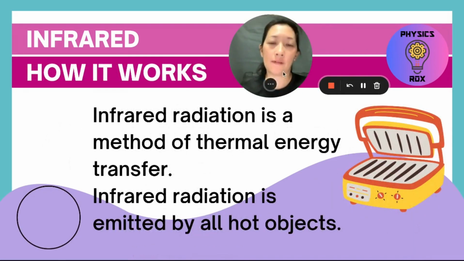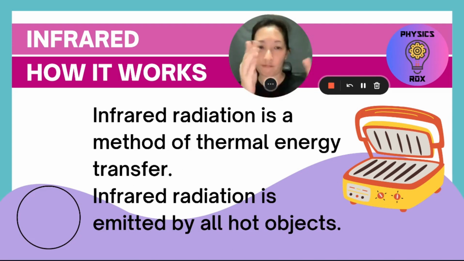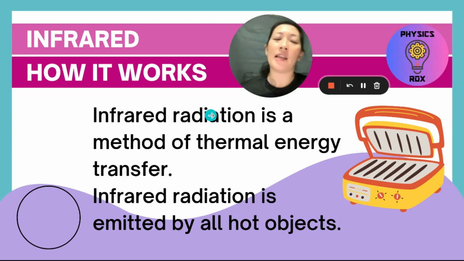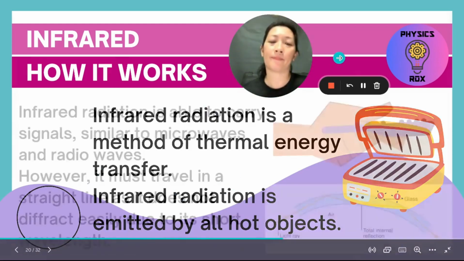So for infrared radiation, if you recall, it's a method of thermal energy transfer. If you remember, there are three ways of energy transfer. You've got conduction, convection, and radiation. Radiation is transferred through infrared. Infrared radiation is emitted by all hot objects.